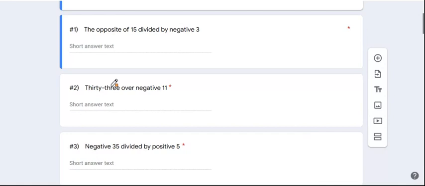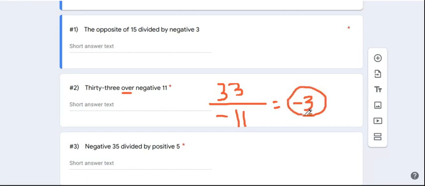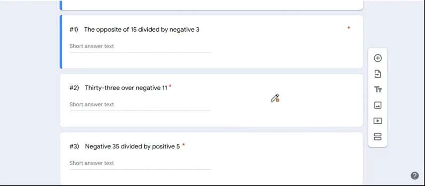Number 2, I have 33 over. If you see the word over, that's like the horizontal fraction bar. So 33 over -11. Okay, so I'm dividing. Let's use my multiply divide rules, which tell me same signs positive, different signs negative. So look at their signs. 33 is positive, 11 is negative. So different signs. I know my answer is negative, whatever 33 divided by 11 is, which of course is 3, right? So number 2 would be -3.